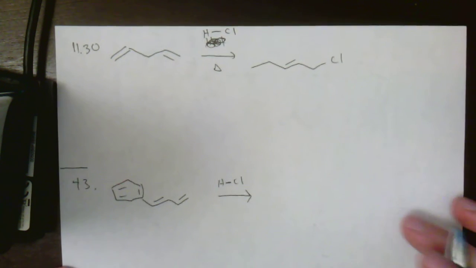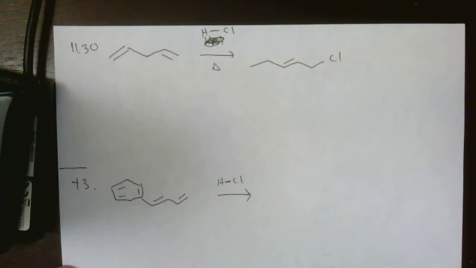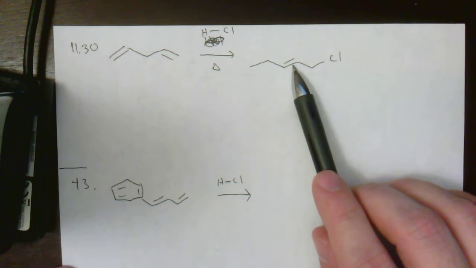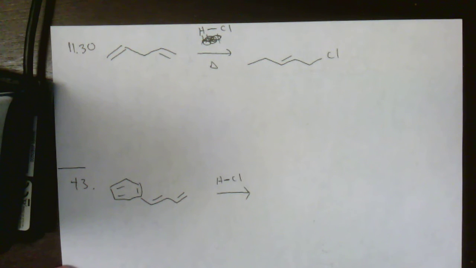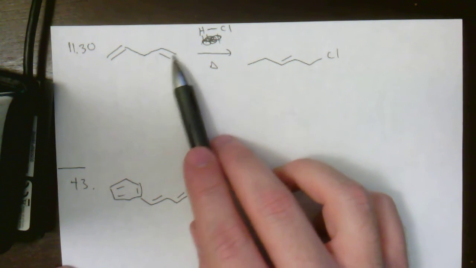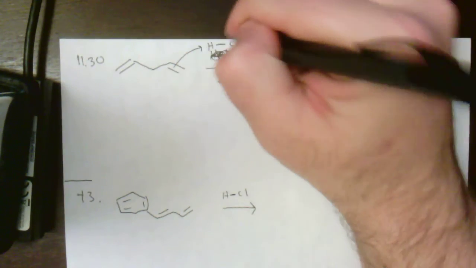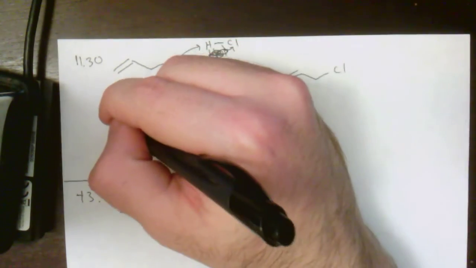Okay, first question wants to know how we can form this product where we have this primary chloride and the double bond has moved into the middle. We can't just make a primary carbocation to start off with, because one, it's going to be really unstable, and two, that might get our chloride on the end. That's not going to do anything about this double bond. So we need to start off like we normally do with these electrophilic additions, generating our more stable carbocation.